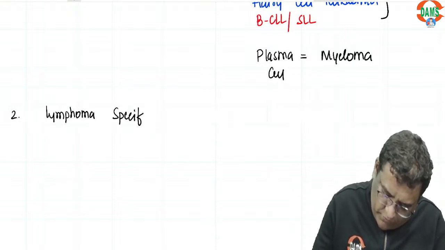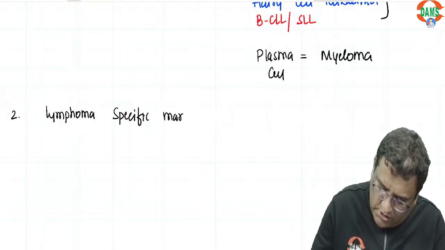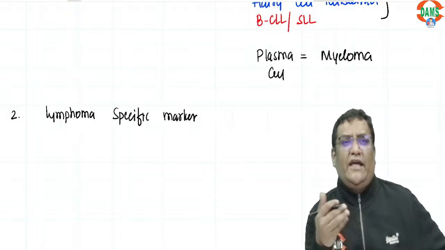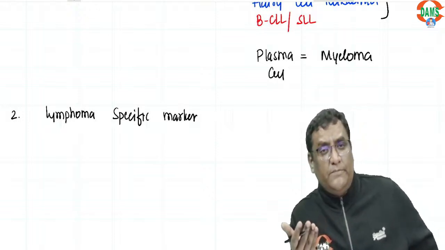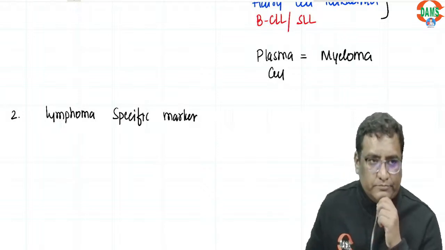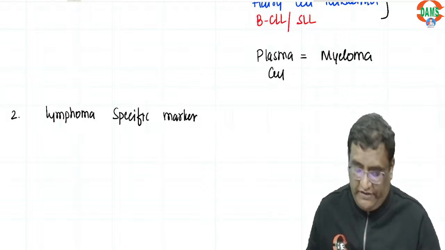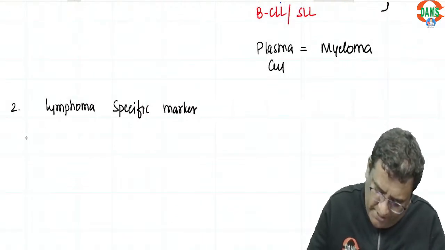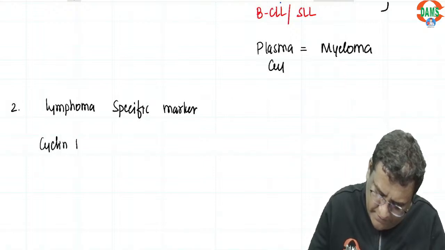Why do these lymphoma specific markers occur? Most of the specific markers are due to mutation. In every lymphoma, there might be a different mutation, and because of different mutation, there might be different proteins that are produced. And we keep observing them, and they will be used for diagnosis of lymphoma. So in lymphoma specific markers, first one, cyclin D1 and FMC7.